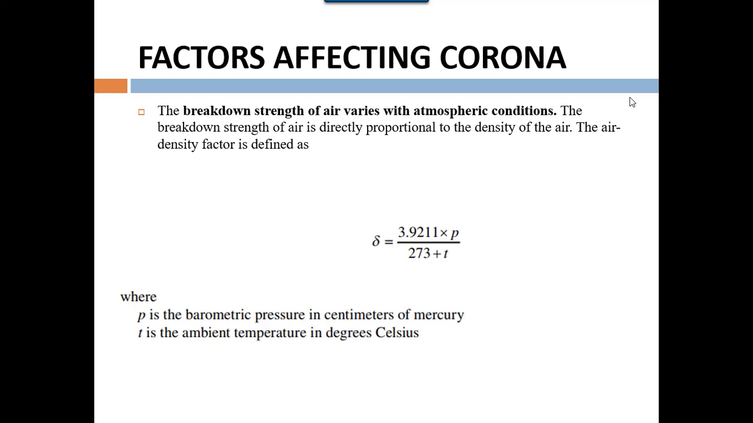Now, the breakdown strength of the air varies with the temperature condition. The breakdown strength of the air is directly proportional to the density of the air.